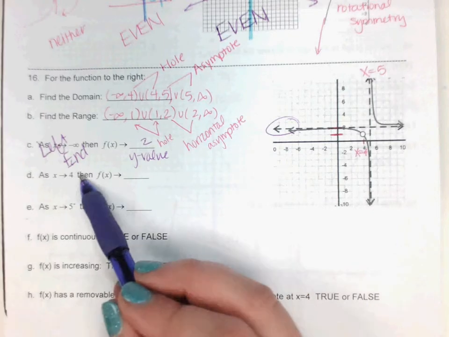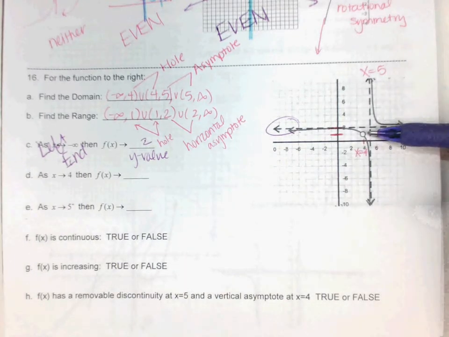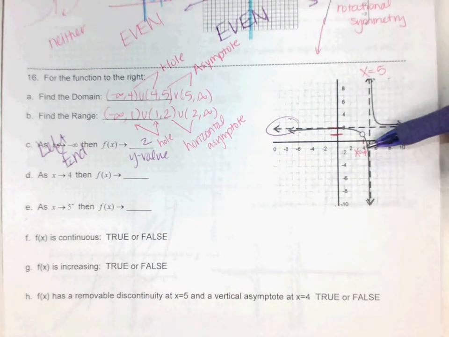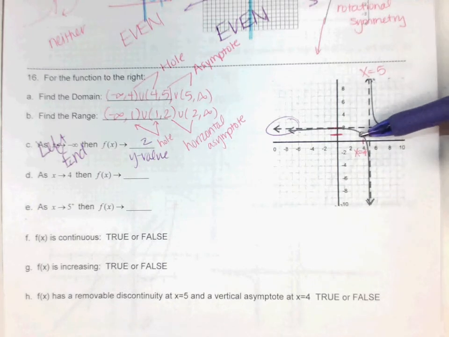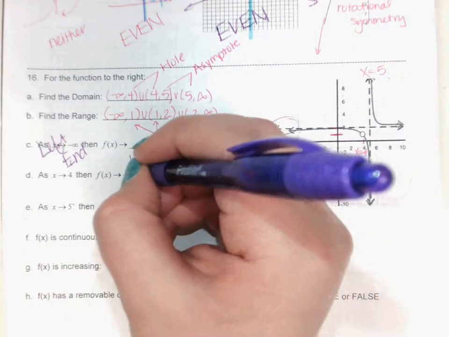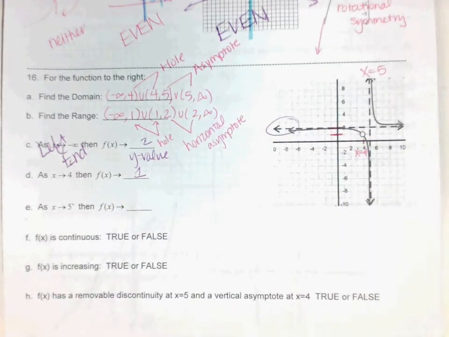What about x approaching 4? Well, 4 is here. What's my y value getting closer and closer to? 2. What's the hole at 4? 1. Okay? And so it doesn't matter that it's an open circle. If you're doing a limit, you're just looking where it should be.